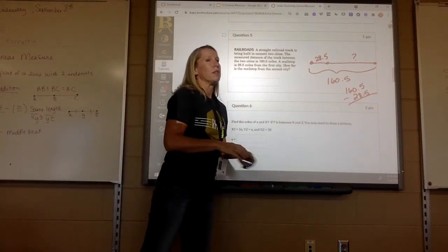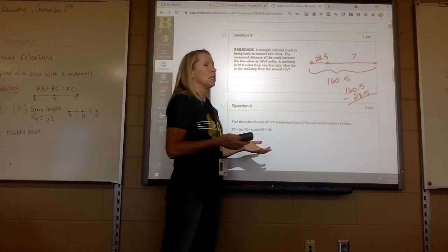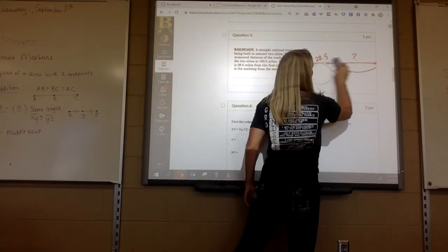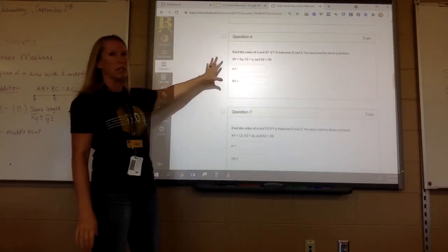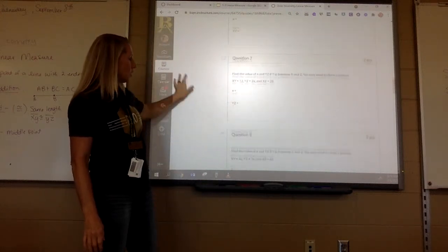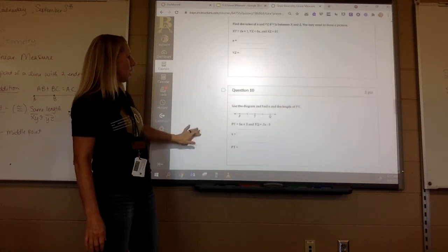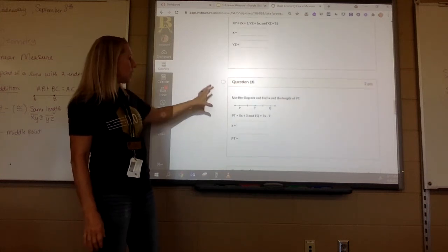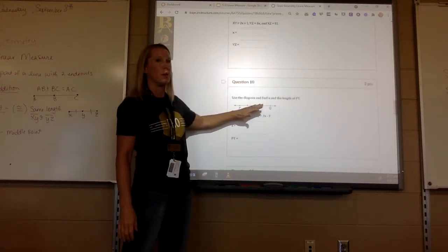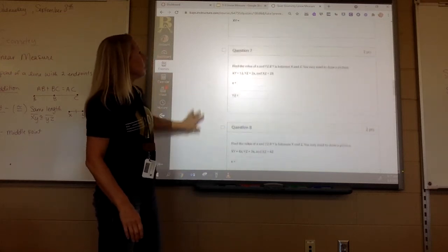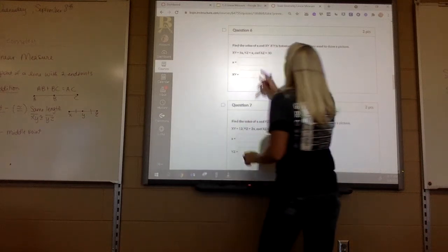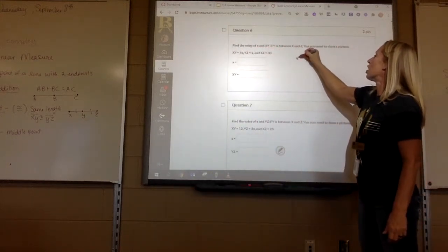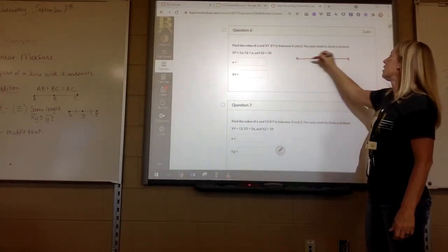Starting with number 6, these are the ones where you have to draw the picture and label all the parts. So I'll help you set up number 6. I'm not going to solve it though. 6 and 7 and 8 and 9 are going to be just like that. And then starting with 10, you have congruent parts. What does congruent mean? Equal. Same length. Yes.